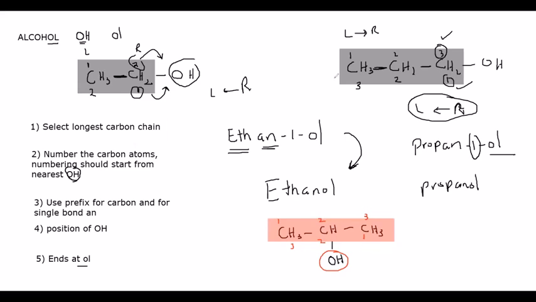Because there are 3 carbons, so what I will say it is prop because there are 3 carbons. They have a single bond between them, carbon-carbon single bond, so I will say AN. Then the position of OH is attached with the second carbon, so I will say 2. And because there is OH, so I will say OL. So this is propane-2-ol.